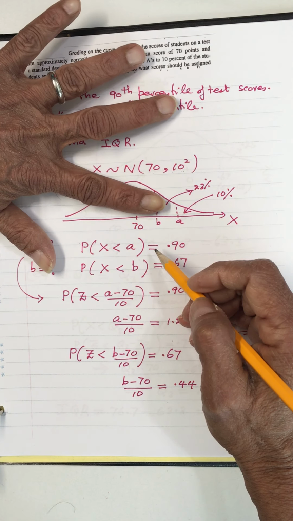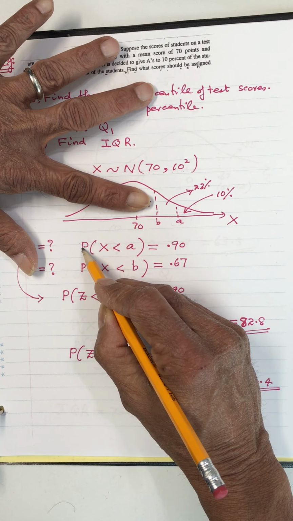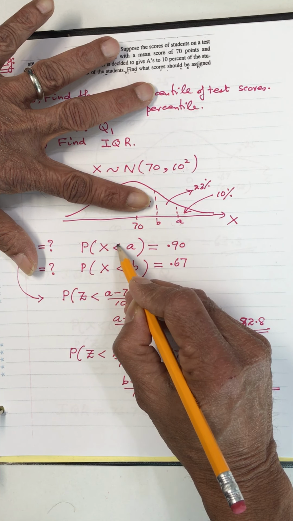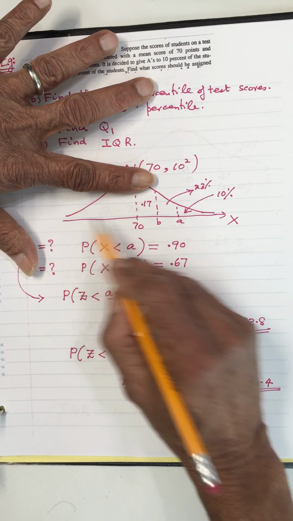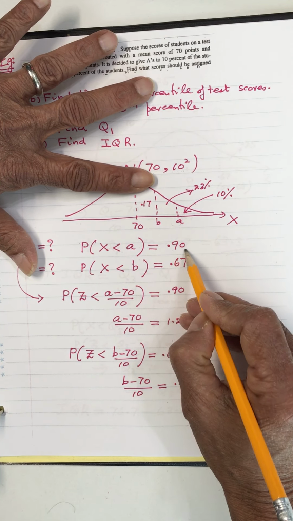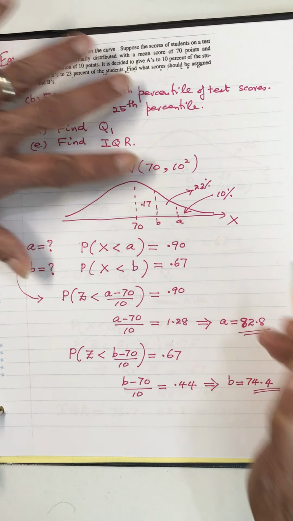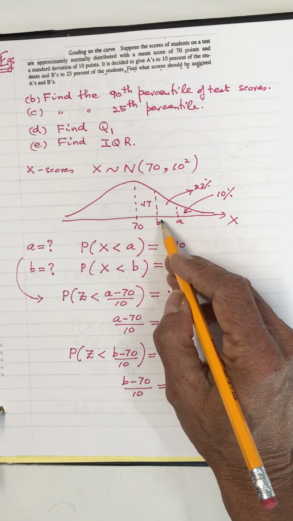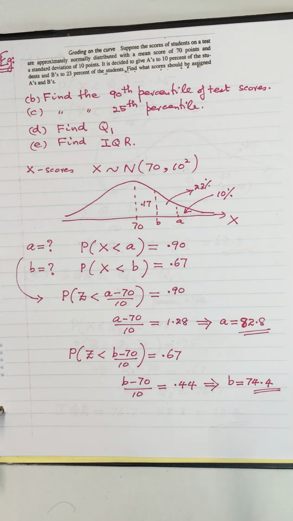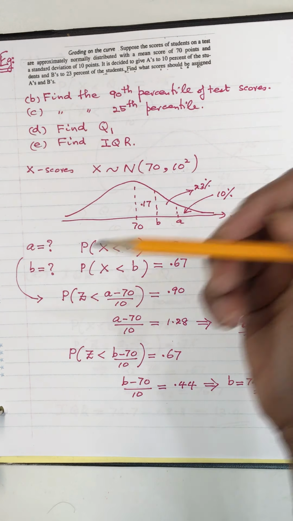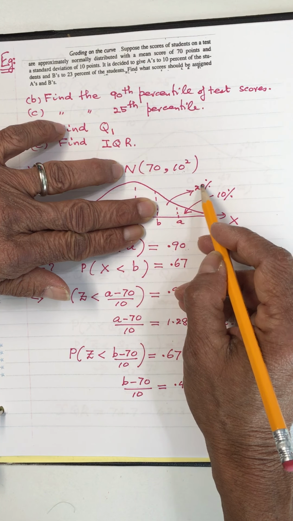If you write the equation now, you need to find a cutoff for A such that the probability X is less than that, the area from here to here, has got to be 90%. If you reverse this sign, then it has got to be 10%. For the cutoff for B, 23% of the students should get B's. In other words, it implies that the next 23% of students will get B's.